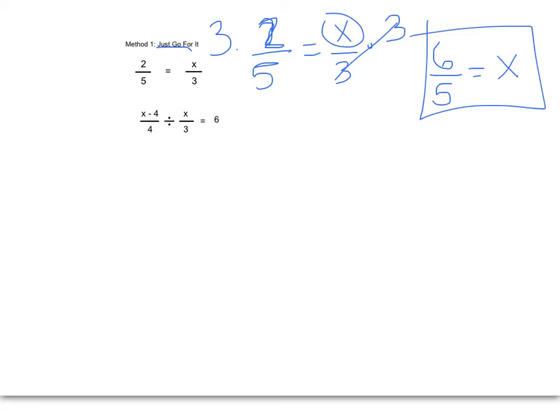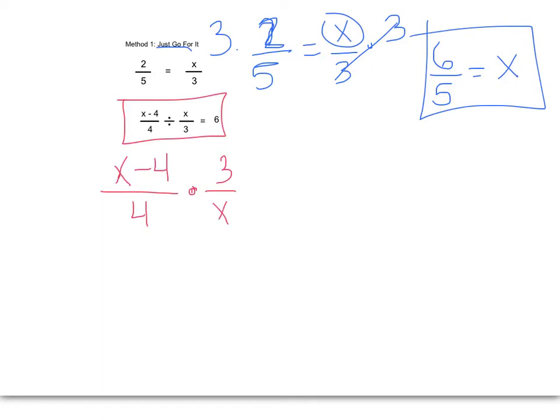Not so bad. Alright, this one's going to add a couple of steps in there with it, though. With that division in there, it does turn things up a little bit. Alright, your first step is going to be to do that division. Okay, so let's check that out. x minus 4 over 4 multiplied by the reciprocal, 3 over x.